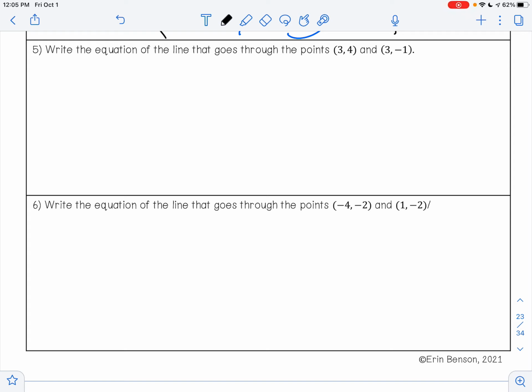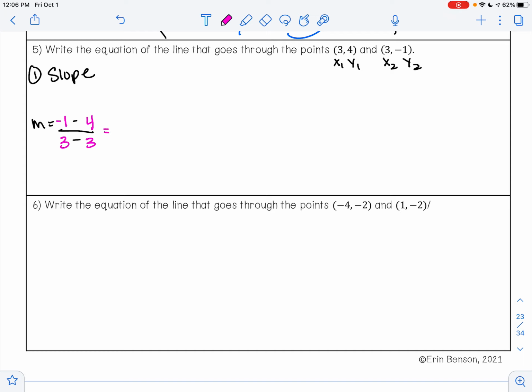On example 5, it says write the equation of the line through the points (3, 4) and (3, -1). Our first step is to find our slope. So again, I'm going to use the slope formula, and I'm going to label my points. And so I will have y2 minus y1 over x2 minus x1.